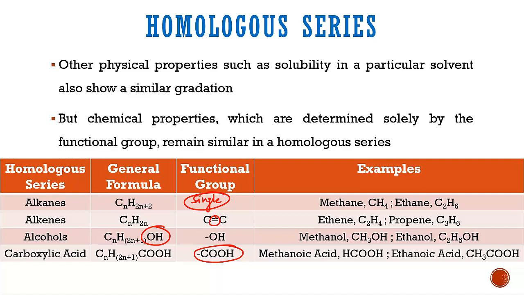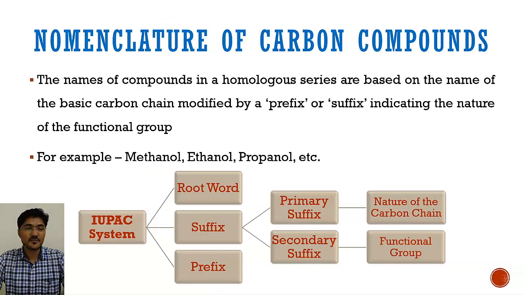So finally, now that we have learned a couple more basics in carbon compounds, let's see how nomenclature is to be done, that is, how we are supposed to name carbon compounds. Nomenclature of carbon compounds: the names of compounds in a homologous series are based on the names of the basic carbon chain. We have already seen what this means in the last session. If you haven't seen it yet, please pause this video and go back to the first chapter, and in case you have any doubts, please feel free to comment in the comment section below.